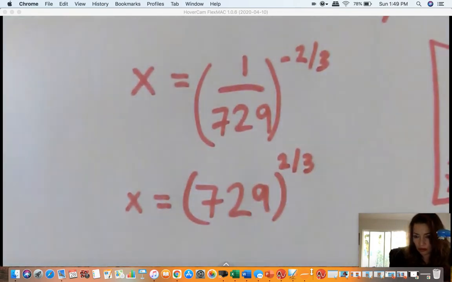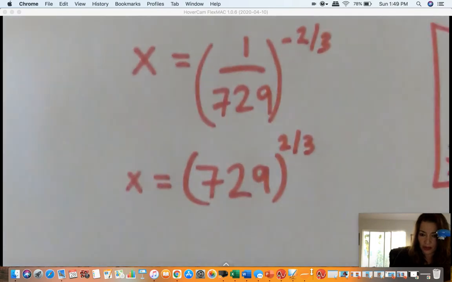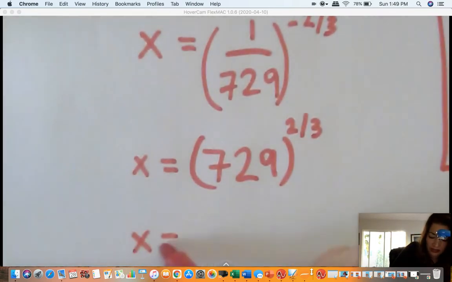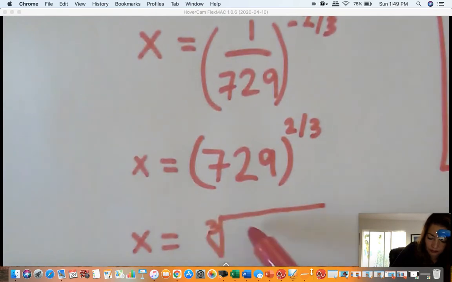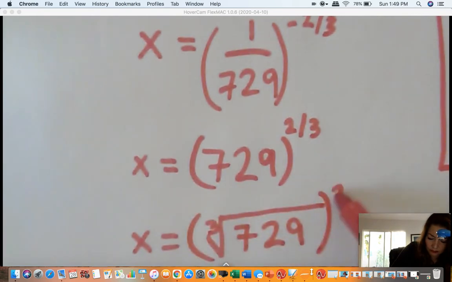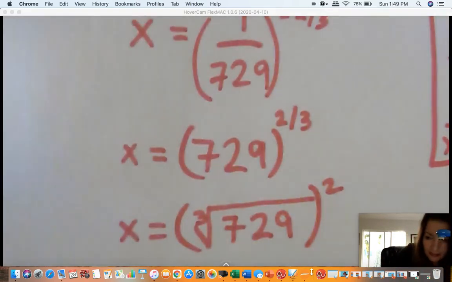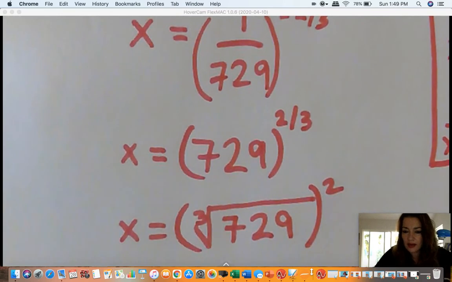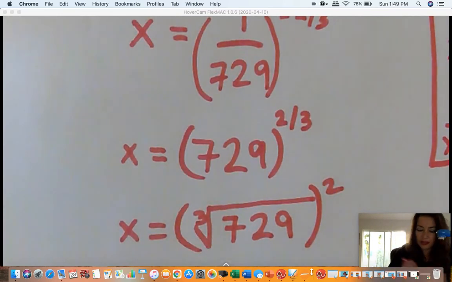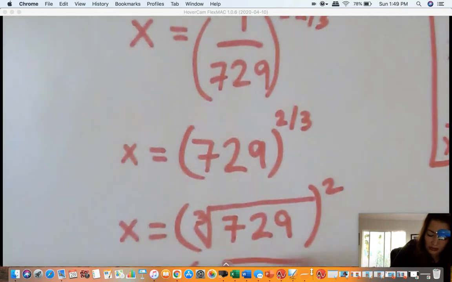So now I'm left with 2/3, and remember this just means take the cube root of 729 and then square it. If I wrote it in radical form, it will look like something like this. All right, can you think of a number that when you multiply it 3 times gives you 729? So I do know that 9 times 9 is 81. And then is 81 times 9 729? Yes, it is. So if you recall, 729 can be written as 9 times 9 times 9.